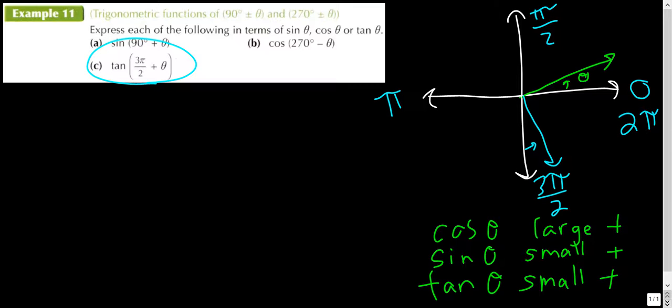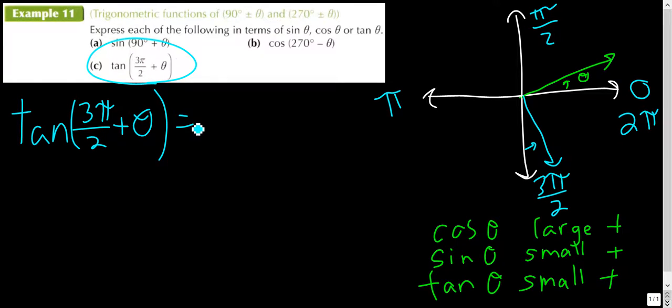So I'm going to look here and say, okay, the tangent of 3 pi over 2 plus theta. So this value is very large, right? It's a very steep line. This is large. And it's also negative, right? Because it's going down. Now, you're tempted to say, hey, well, what is it, just the opposite of cosine?